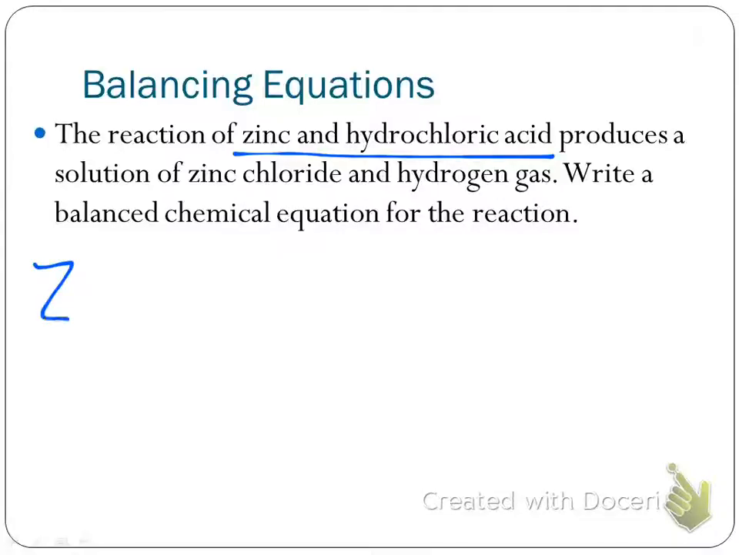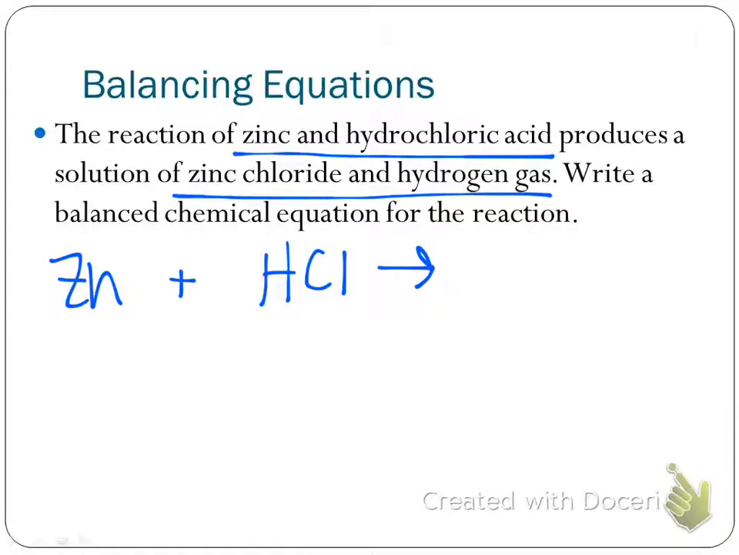So that means zinc plus, I might want to leave some room for coefficients here. Zinc plus hydrochloric acid. What's the chemical formula for hydrochloric acid? HCl, good. And that produces zinc chloride and hydrogen gas. What do we know hydrogen gas is? H2. It's not just H, because hydrogen is one of our diatomics. When it's by itself, it has to be a pair.